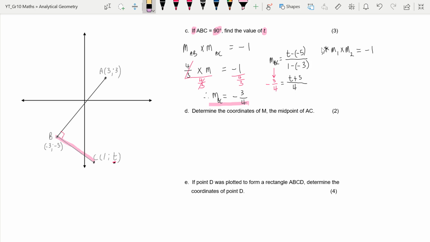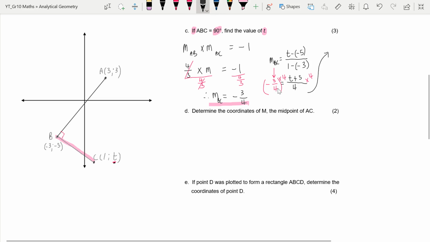I'm running out of space a little bit. Let me just do that. I'm going to carry on over there. Now that is just equations with some fractions that we need to sort out. What I'm going to do, grade 10s, is I'm just going to multiply both sides by 4. And those denominators that are already the same makes that quite easy, because then that happens. And then we are left on the left-hand side with a -3, and on the right-hand side we are left with t plus 5. So now to find t by itself, I'm just going to subtract 5 on both sides. And then I get that t is -8.